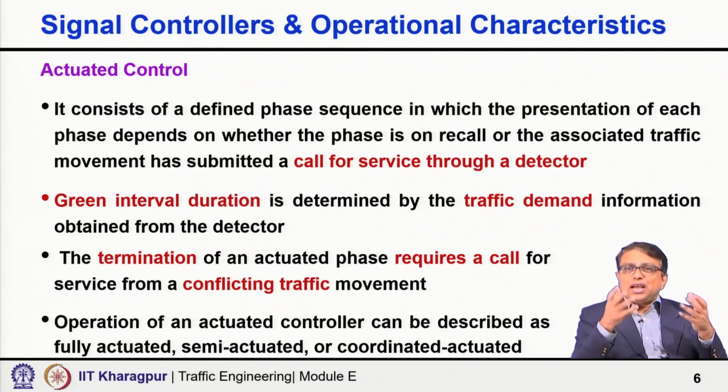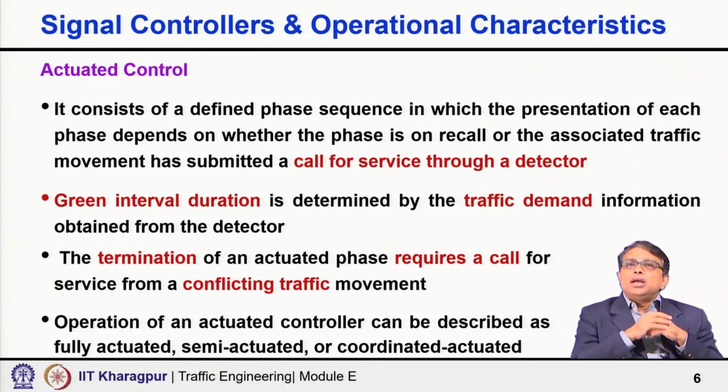That means, we can design the signal based on actual arrival, actual traffic demand. So, we are actually sensing the traffic through detectors, and accordingly we are optimizing the whole signal operation. Of course, this is one particular type of actuated control. There could be a variety of controls.